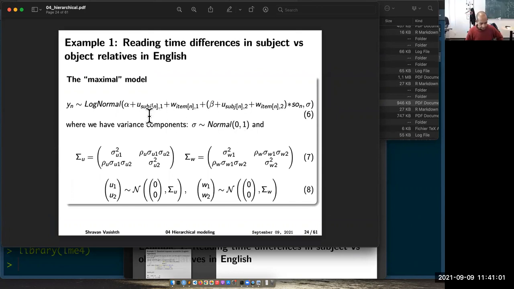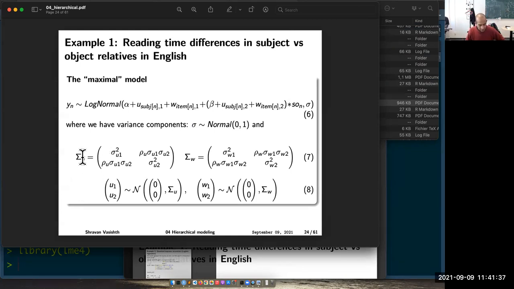But nevertheless, the important point is that there are, how many variance components are there? There's the residual standard deviation, sigma, that goes into the log normal likelihood. Then there are the two variances for the subjects, two variances for the items, and the two correlations. How many parameters in total? Intercept, slope, sigma for the residual, that's 3. Then 3 in the variance components for subjects, that's 6. And 3 in the variance components for items, that's 9. Okay, so I have 9 parameters in this model.